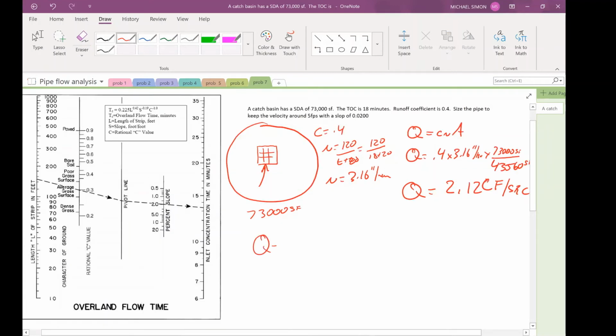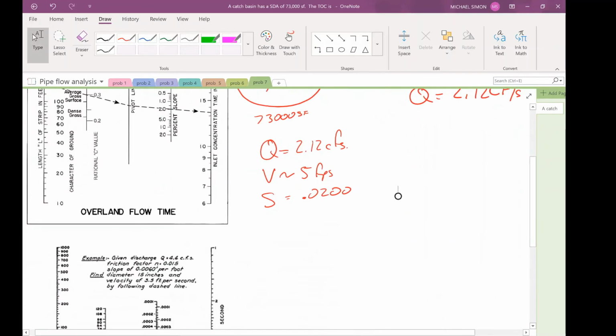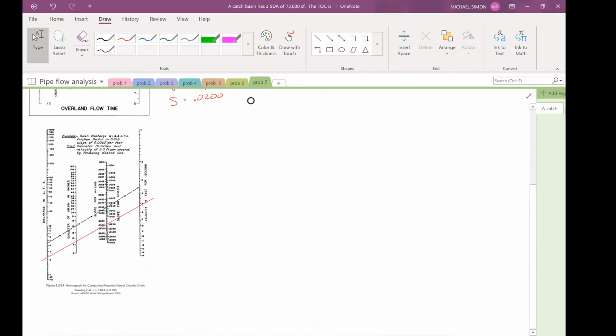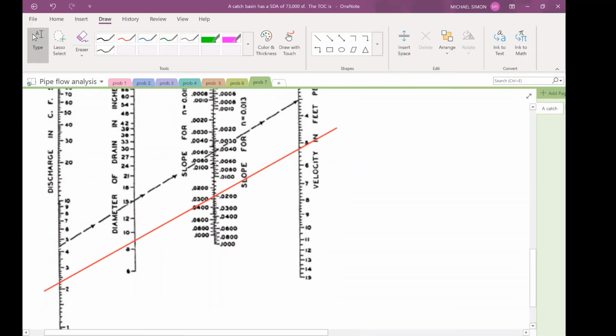Now that we have a Q equal to 2.12 CFS, we want to keep the velocity around 5 feet per second, and the slope is around 0.0200. We're going to try and hold the slope and let the velocity float a little bit. So let's go down to our nomograph over here. And on this nomograph, I have my Q at about a little over 2. Bring it down a little bit more. And I put my velocity at around 5 feet per second.